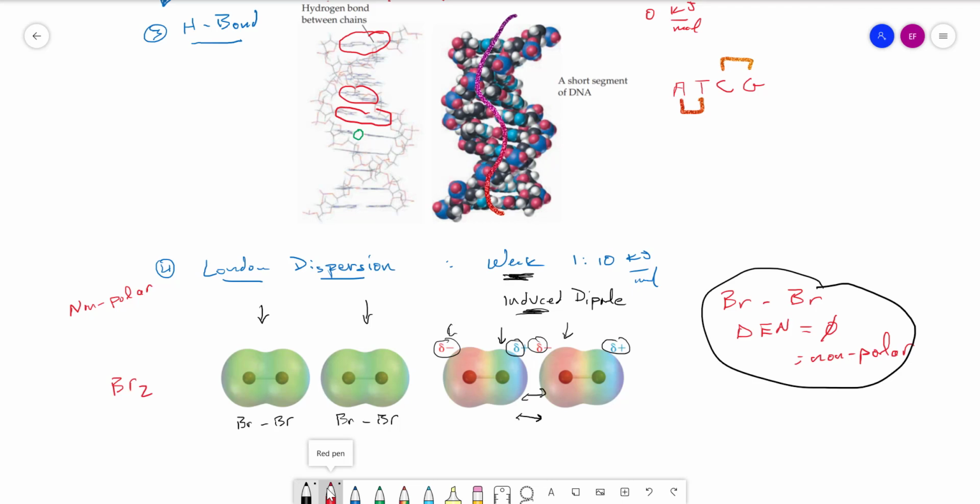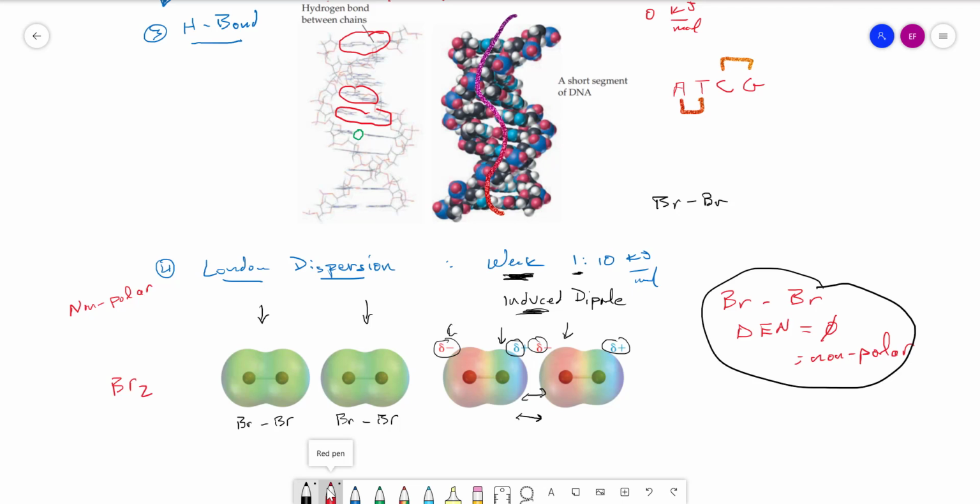And so we call this a really weak force, anywhere from 1 to 10 kilojoules per mole, typically on the lower end. But this type of intermolecular force is still important because it describes how something like bromine, for instance, can be liquid at room temperature. Because again, the physical state is a function of how those molecules are interacting with each other, intermolecular. Bromine's a liquid, which is because of this type of interaction.